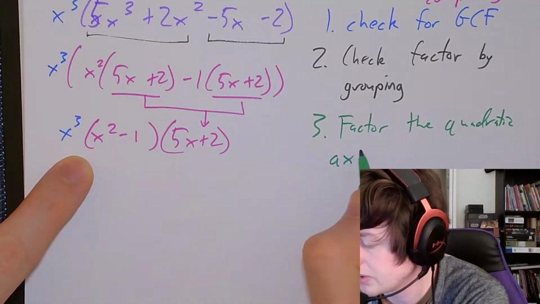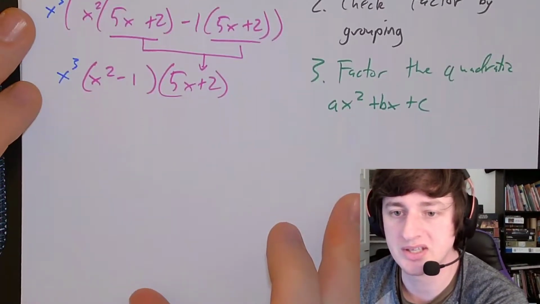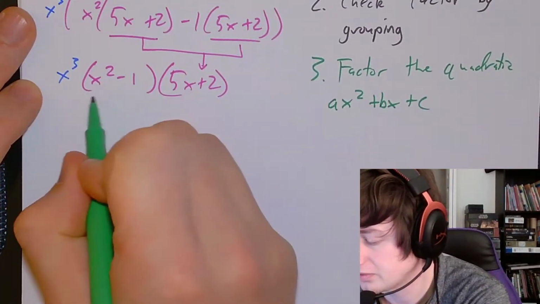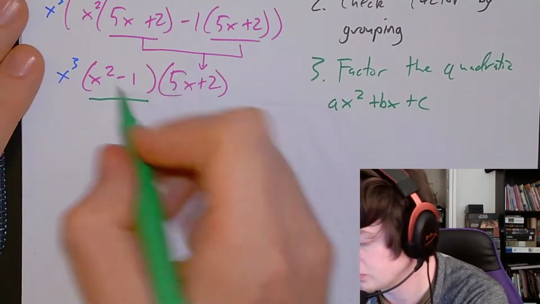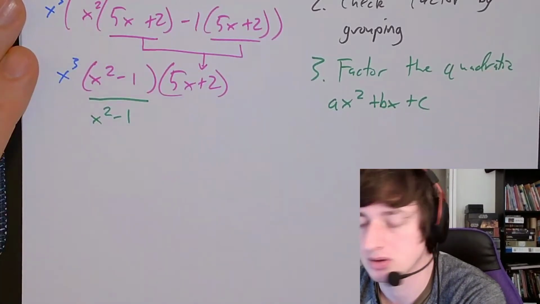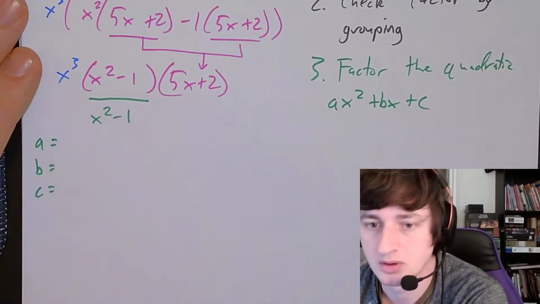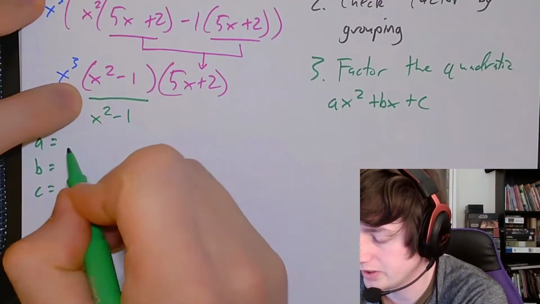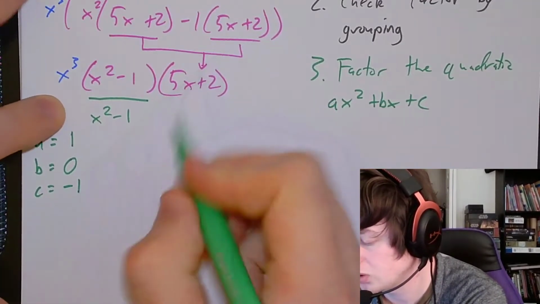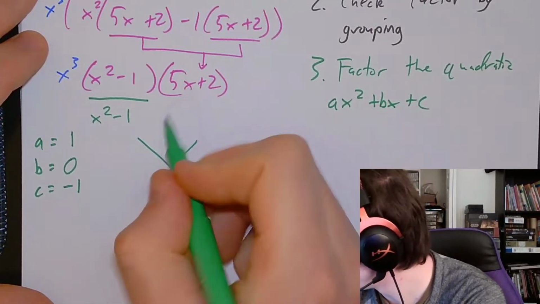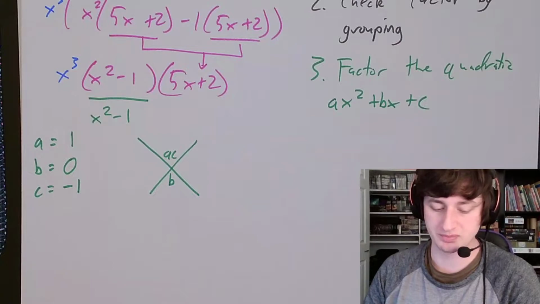Quadratics are of the form ax squared plus bx plus c. And so what we did was we said, all right, we're just going to factor this piece. All the rest of it's going to stay the same for our final answer. So we're going to factor x squared minus 1. And so we list out a, b, and c. We say, okay, a is 1, 1x squared. b is 0, there's no single x. And c is minus 1. And then we draw our x, which has AC on the top and B on the bottom. Hopefully, this is ringing some bells.